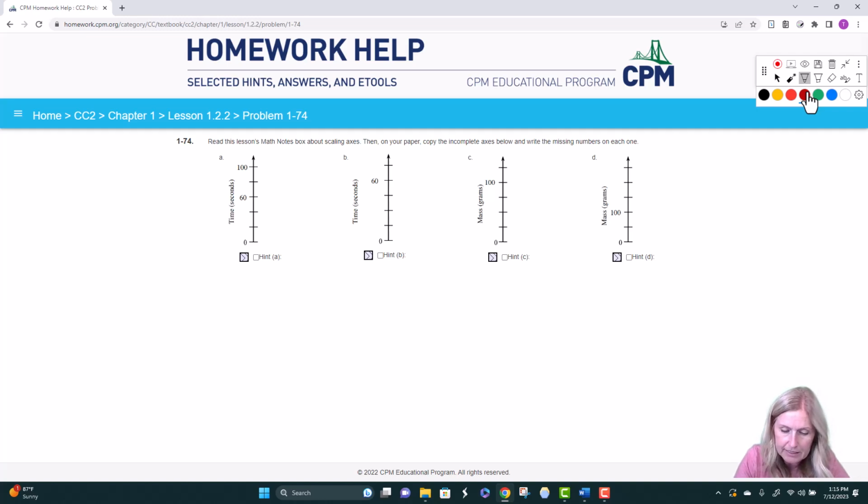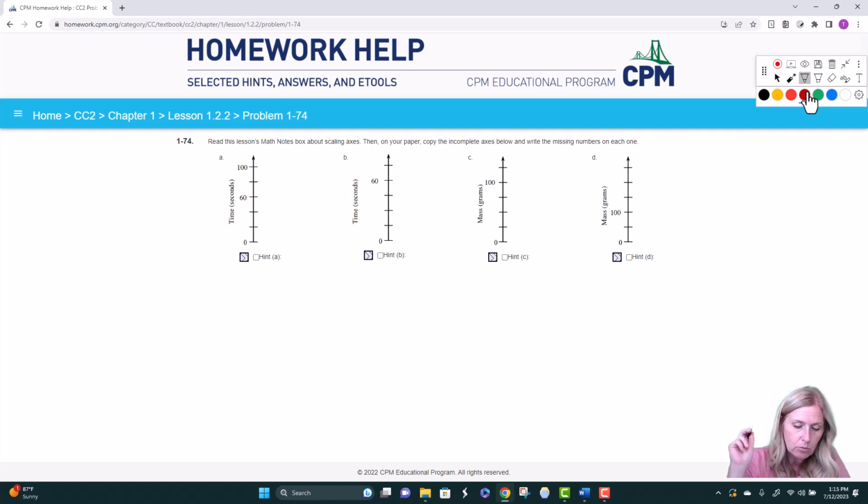Copy the incomplete axes below and write the missing numbers on each one. Okay, so this is basically just a number line that is vertically written instead of horizontally written. And you're used to seeing them horizontally, but really there's just no difference. I actually like vertical ones sometimes better.